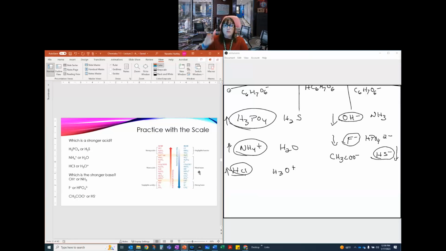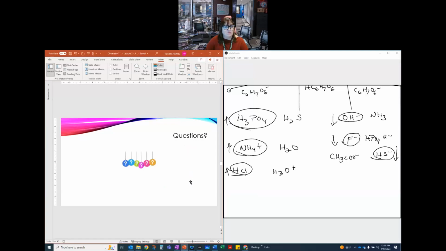I expect you to be able to use that table without the arrow reminders. Okay. So remember, our acids are always on the left side, higher in the table is a better acid. Our bases are on the right side, lower in the table is a better base. Okay. Questions about that?